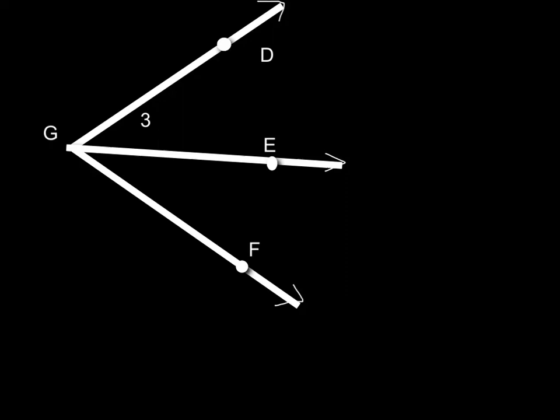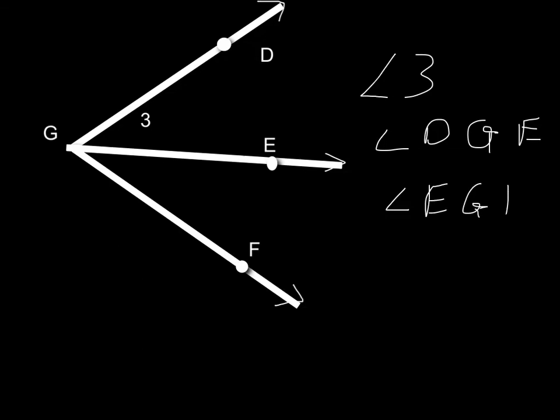So if we want to name angle 3, there are only 3 ways to do it. You can call it angle 3, we can call it angle DGF, or we can call it angle EGD. Those are the only 3 acceptable ways to name angle 3. You cannot call any angle in this figure angle G.